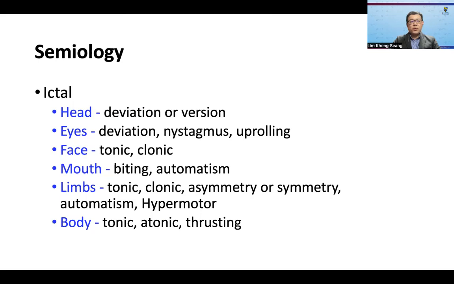I would also want to highlight the limb movements. Under the limb movements, patients may have asymmetrical tonic posturing, whereby one limb may be flexed and another may be extended. This is called asymmetric tonic posturing. Hypermotor and automatism I will describe a bit more later.